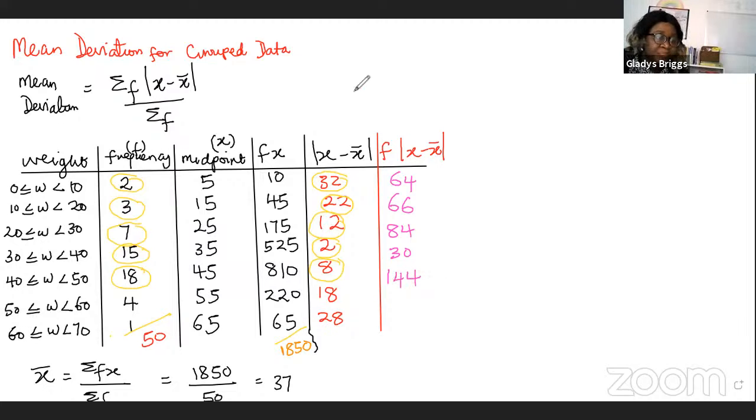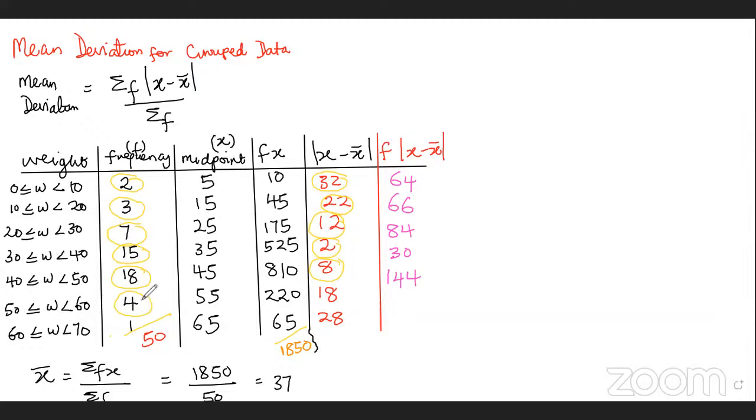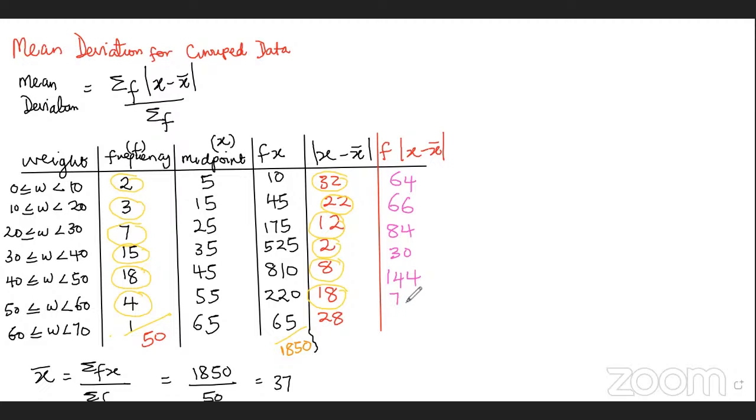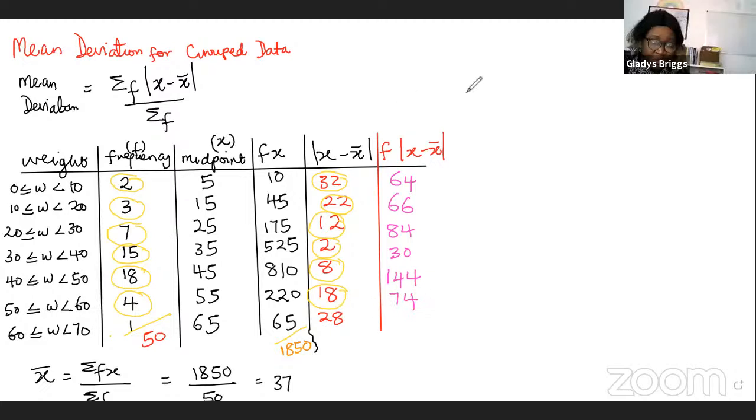Correct now, yeah? The next one would be 4 times 18, 72. Well done. And 1 times 28, of course, is 28. Now you need to add all of them together to see what you get.